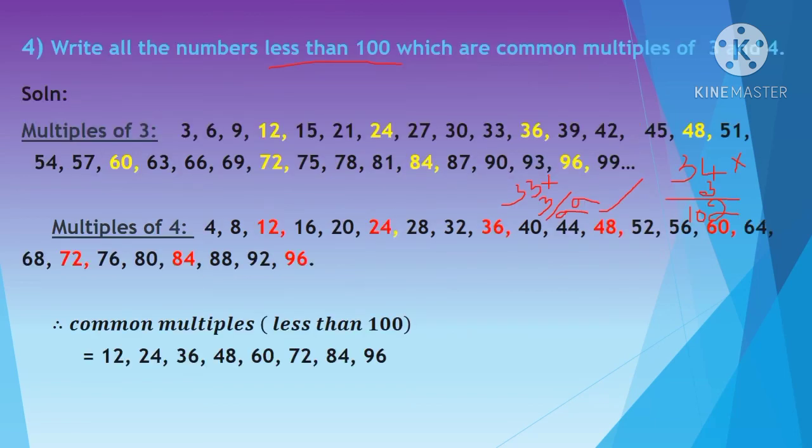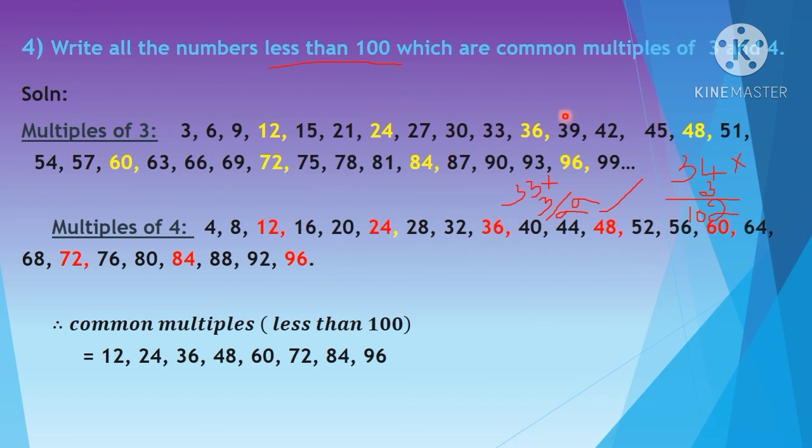The next question is: write all the numbers less than 100 which are common multiples of 3 and 4. So you want to write down the multiples of 3 and 4, and that should be less than 100. So you want to write the multiples till you get the answer less than 100. Here write down 3 1s are 3, 3 2s are 6, 3 3s are 9, like that. The last number, 33 times 3, you are getting the answer 99. Now check for 34: you are getting the answer 102. So they are asking to write less than 100, so till 99 we will be writing.